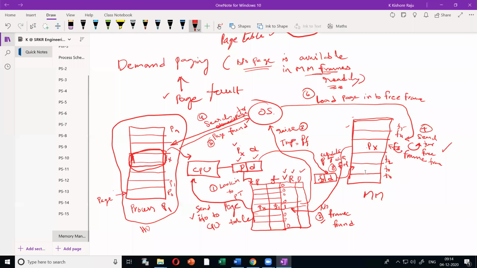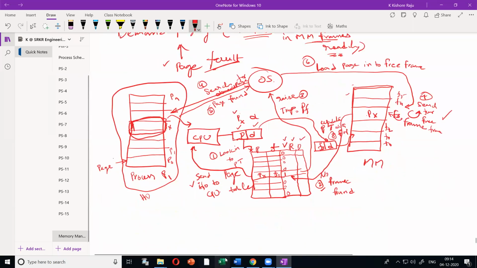Is it clear or not? So this is called page fault handling, the steps to handle the page fault. Any doubt here? If you have any doubt, you can ask. Is it clear or not? I'll ask anyone. Please try to tell me the steps one by one.